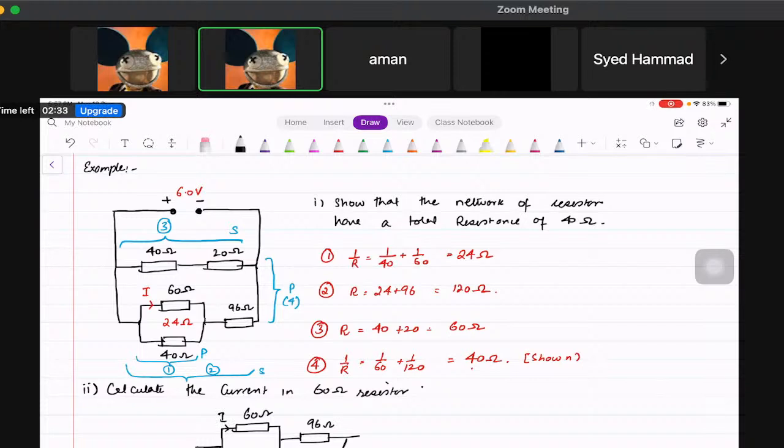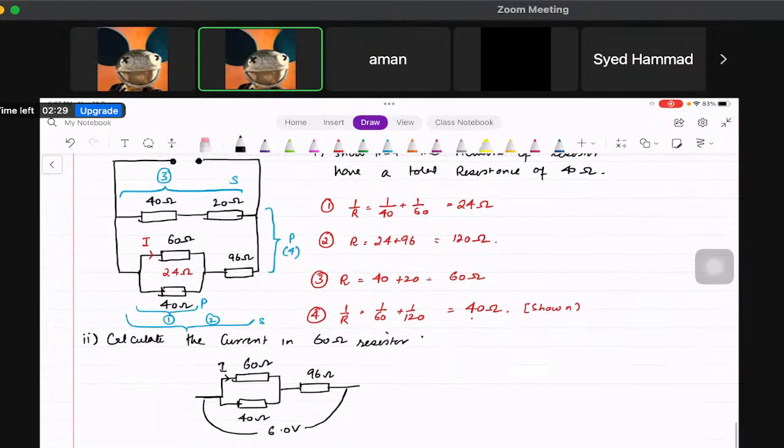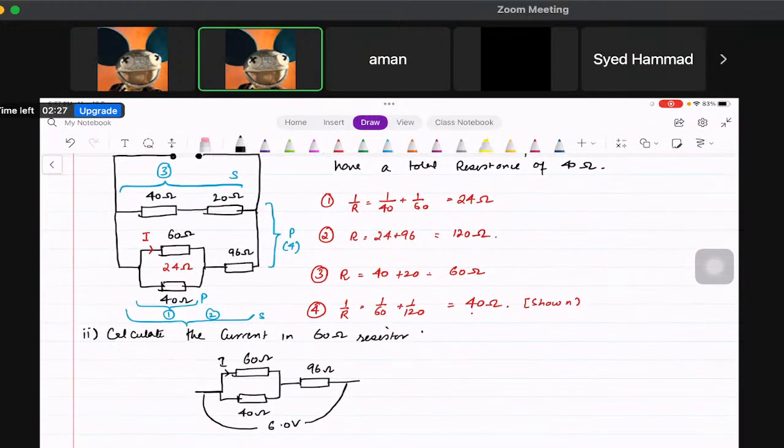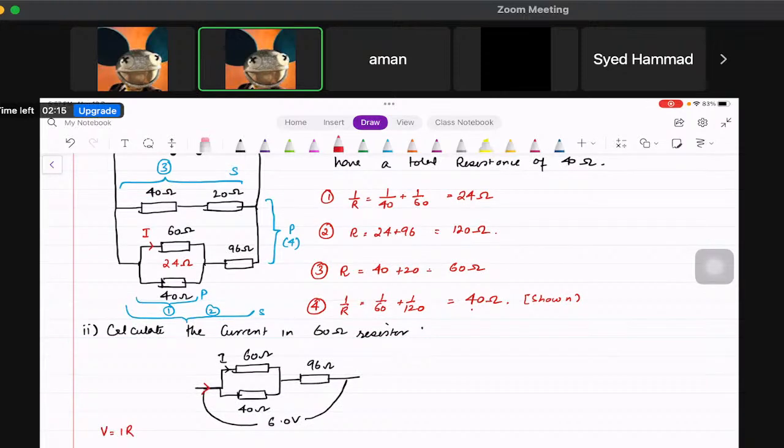First of all, I would like to find the total current that is coming into the circuit. What is the total current that was entering this? I can use V equals IR. I know in this whole branch, the total resistance is 120. The voltage is 6 in the whole branch, current is I, and the resistance is 120. So the current must be 0.025 amperes. That's the total current.